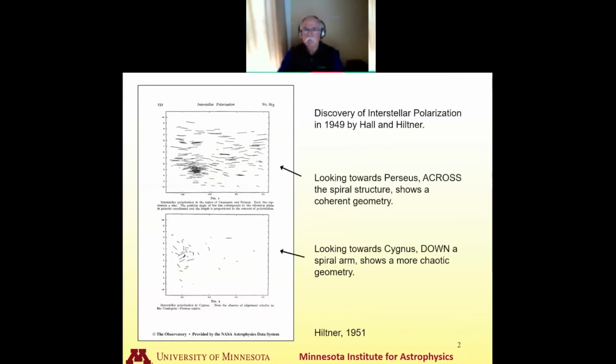Now, interstellar polarization was discovered in 1949 independently by Hall and Hiltner. And if you look across spiral arms to distant stars, for example, towards Perseus, you can see that the polarization half vectors are very consistent and smoothly varying in the plane of the galaxy. Whereas if you look down a spiral arm towards Cygnus, for example, you get a much more chaotic geometry. And this was one of the first very clear indications that it was the interstellar magnetic field that was controlling the position angles for these polarization half vectors.